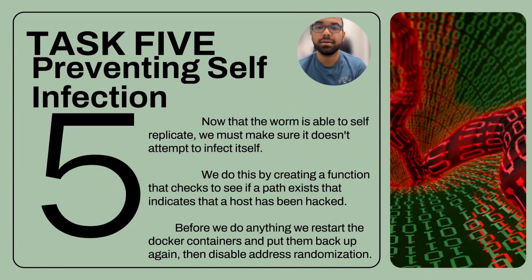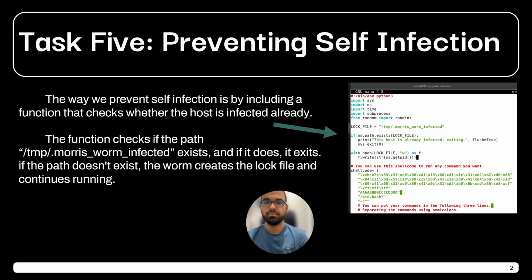Hi, my name is Syed. So for task 5, now that the worm is able to self-replicate, we must make sure it doesn't attempt to infect itself. We do this by creating a function that checks to see if a path exists that indicates that a host has been hacked. To prevent self-infection, we added a check for the file marsworm_infected. If that file already existed, the worm exited. If it did not exist, the worm created the log file and continued running.